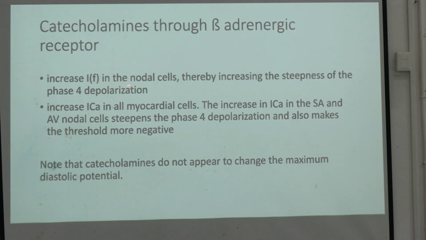Also there is an increase in the calcium channel, an increase in the calcium current, ICa, and phase 4 depolarization that makes the threshold more negative. So catecholamines will not change the maximum diastolic potential, right? It will not change the maximum diastolic potential, it will increase the steepness and the threshold will be more negative, okay. So in both ways the heart rate will increase.